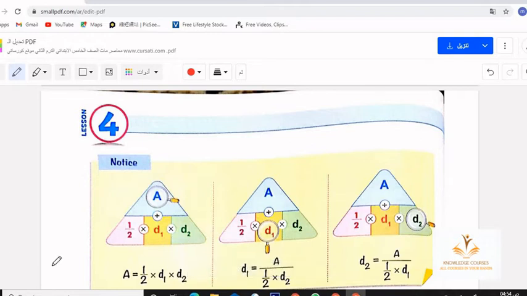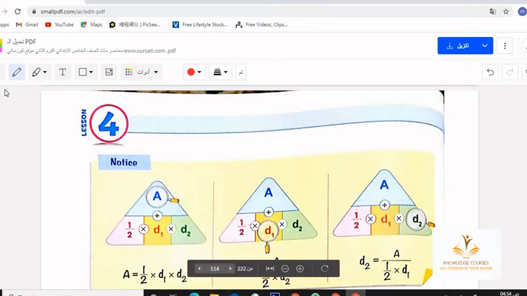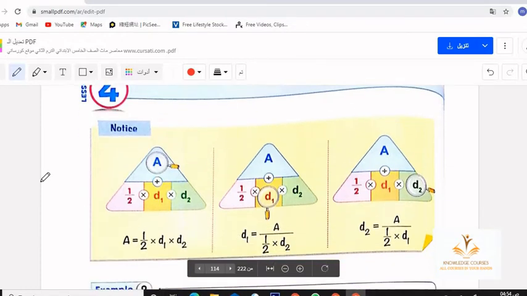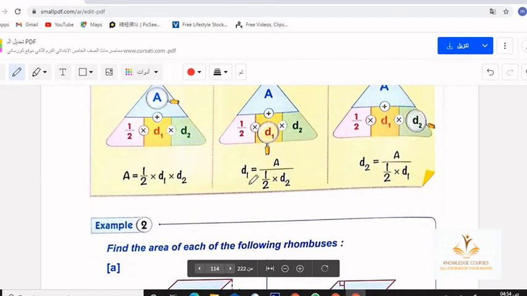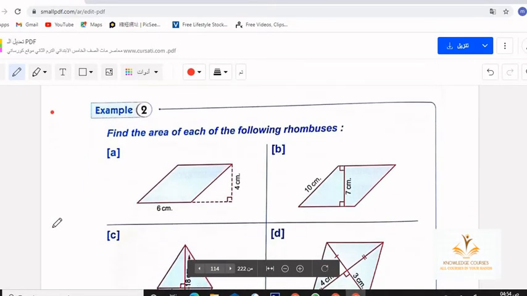So area equals half multiply D1 multiply D2. D1 equals area divided by half multiply D2, and D2 equals area divided by half multiply D1. Example: find the area of each of the following rhombuses.